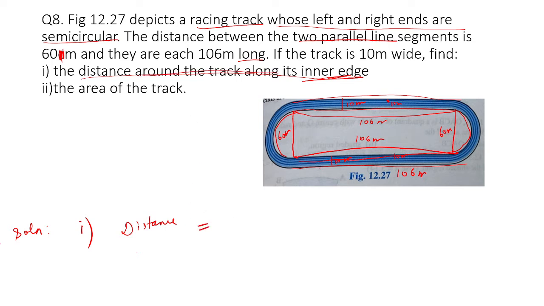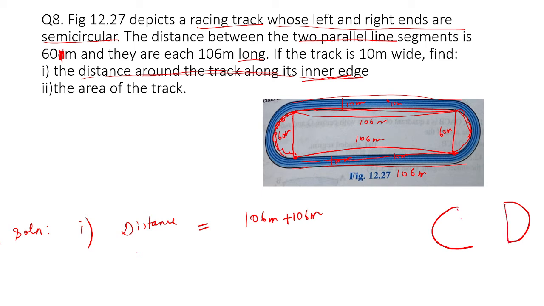This is given as 106 meter plus 106 meter. So we have already covered this distance from this end to this end, and from this end to this end. But what are we left with? We're also left with this remaining portion, something like this. Clear?